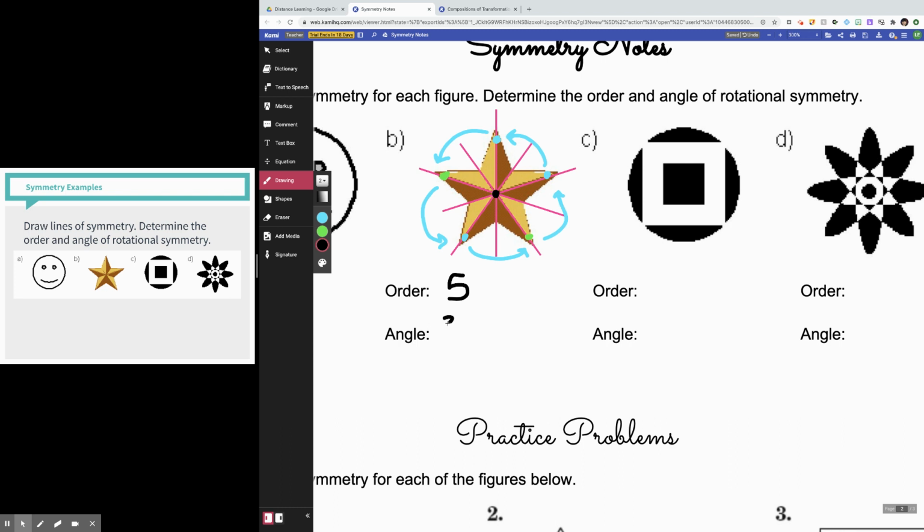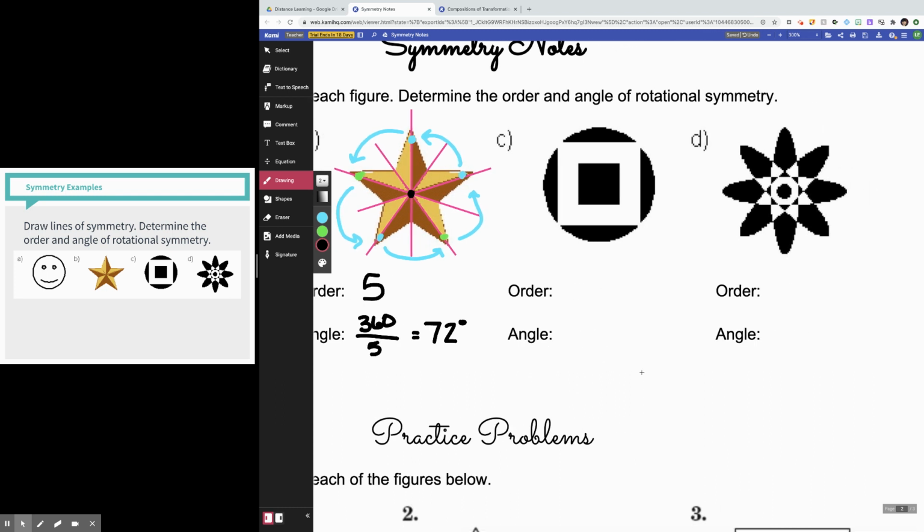And then my angle is 360 divided by 5, which is 72 degrees. Okay, let's look at part C here.